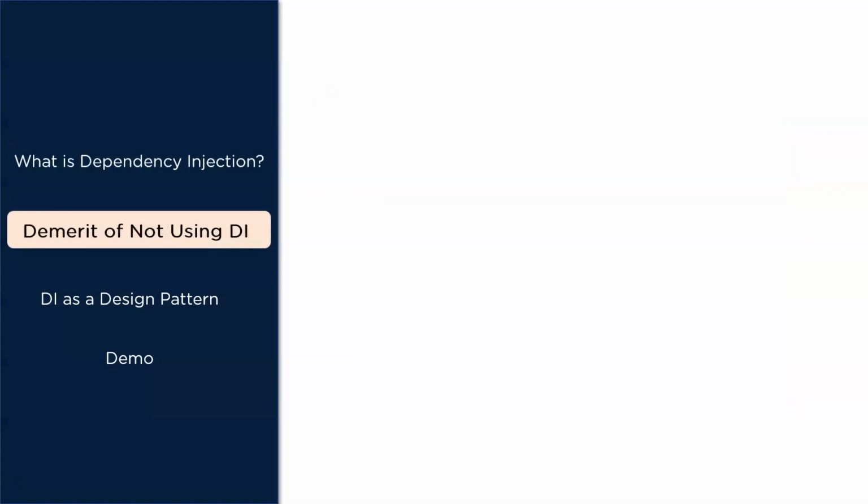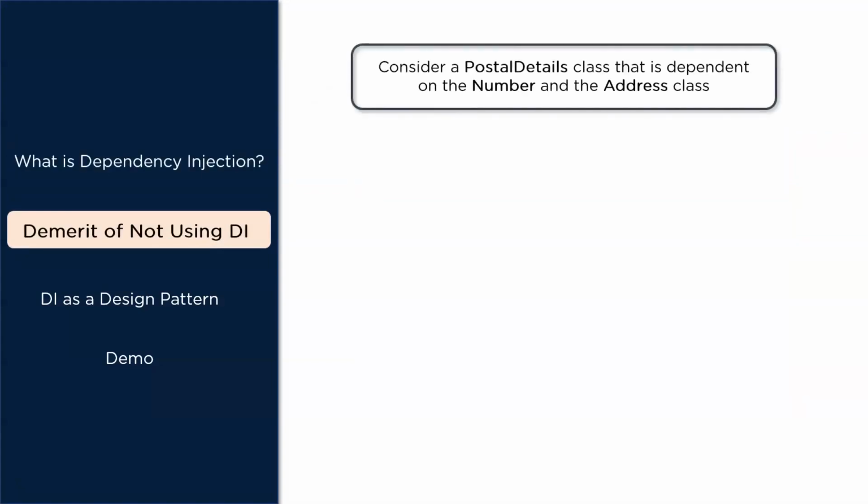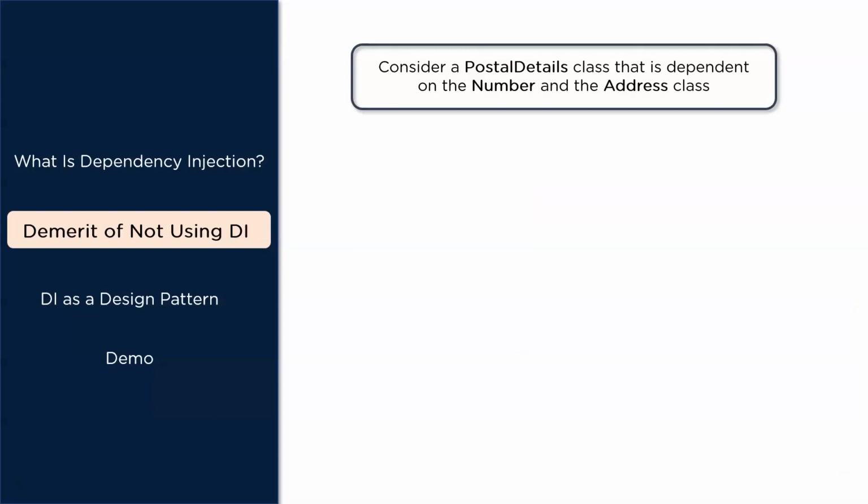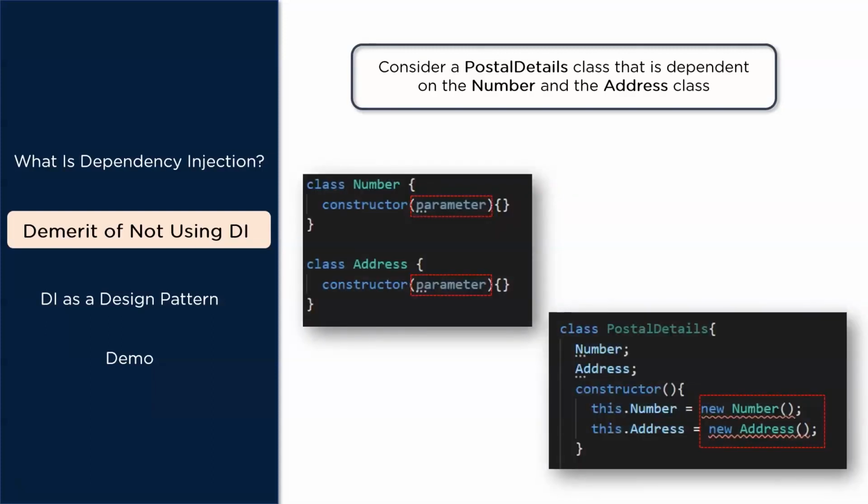Next up, let's have a look at the drawback of not using dependency injection. Now let's consider the class PostalDetails that is dependent on the Number and the Address class. In the PostalDetails class, the constructor creates copies of the Number and Address. So when you instantiate a new PostalDetails class, the constructor instantiates a unique Number and Address. Now although this looks simple, there's a problem with this code. Let's assume that the Number and Address class constructors now accept parameters. When we change the Number class, the PostalDetails class gets broken.